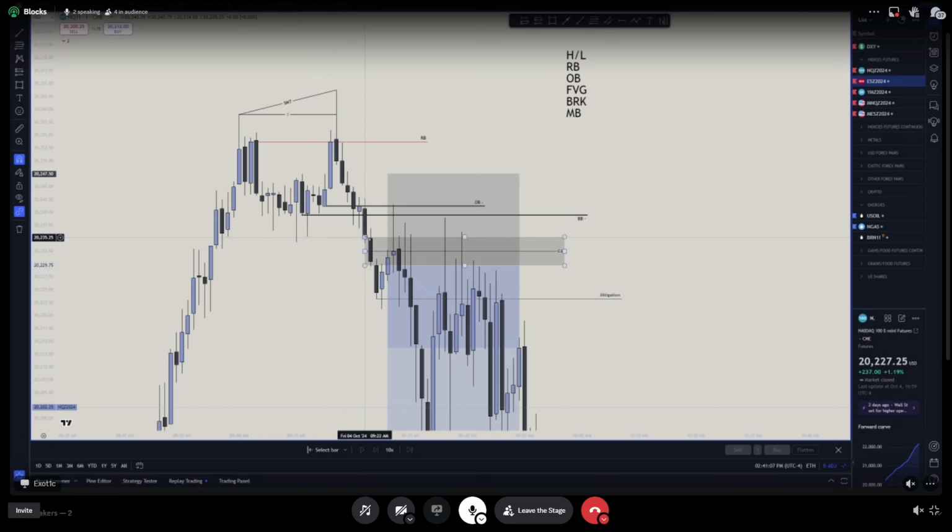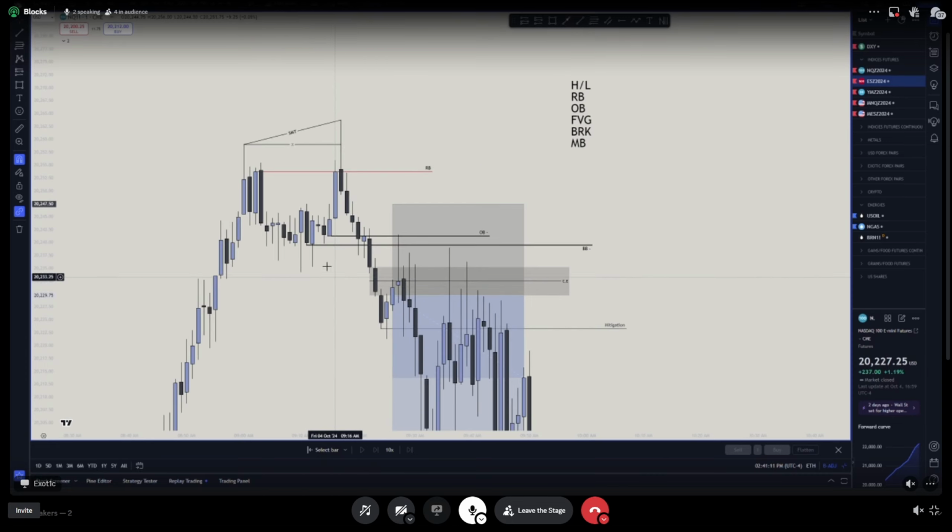Not only have you shifted that structure and you're taking the fair value gap here, 2022 model, right? You also have your breaker block here. And this is the case where you have to allow price to be able to come up and trade into this breaker block here. Okay. In this case, you have your order block here protecting you, your breaker block, and your fair value gap, right?